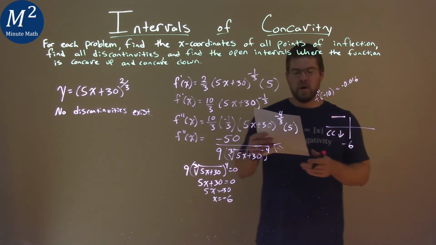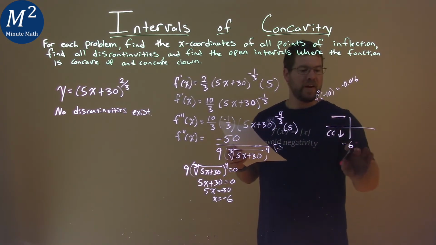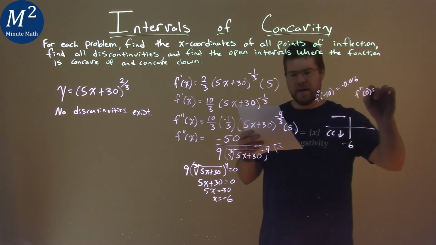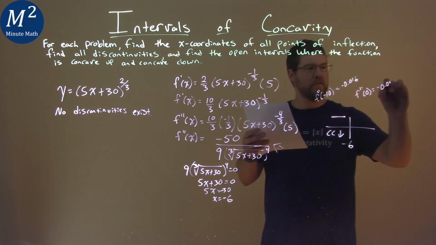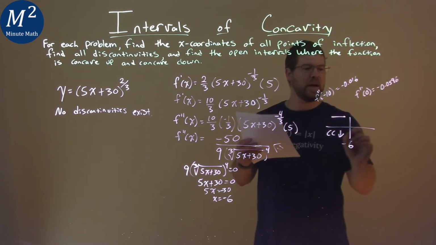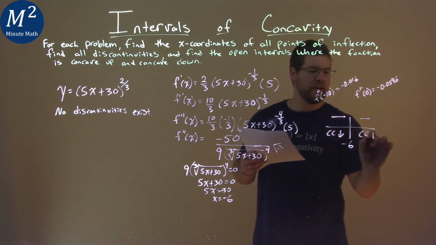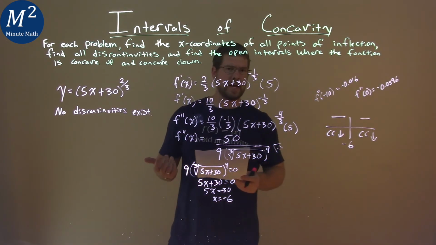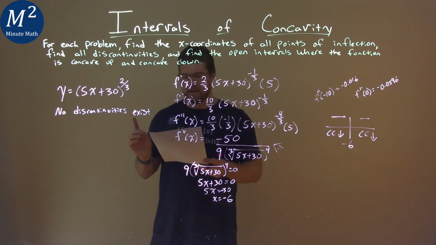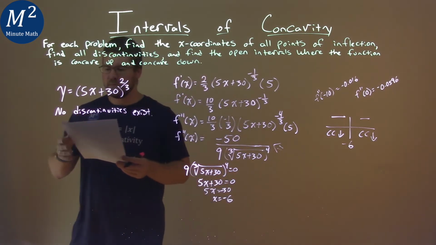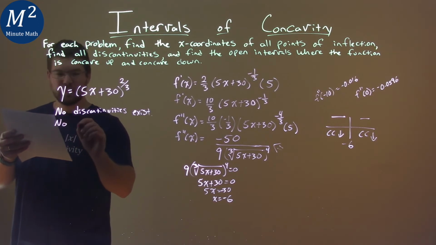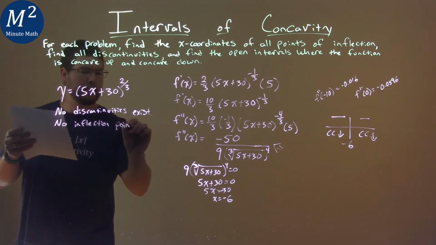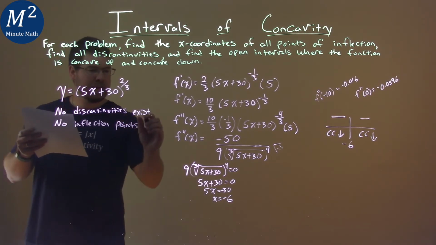Now from there, I had to find the value that's greater than negative 6. So I picked f double prime of 0 here, and it came out to be negative 0.0596. I just care that it's negative, and again, concave down. So what happens here? We have concave down on both sides of negative 6, so we don't actually have an inflection point. So we would say no inflection points exist.